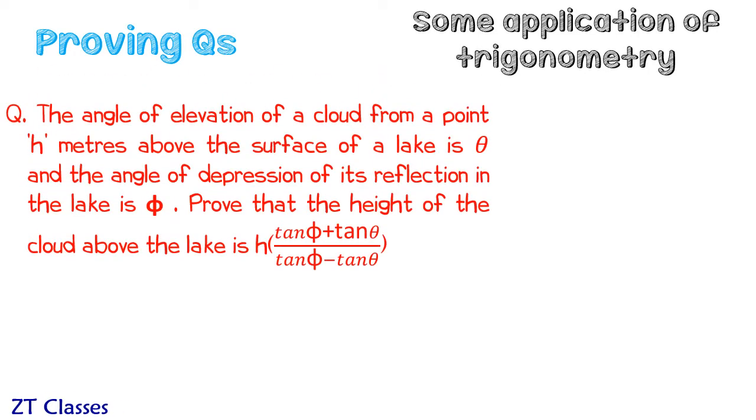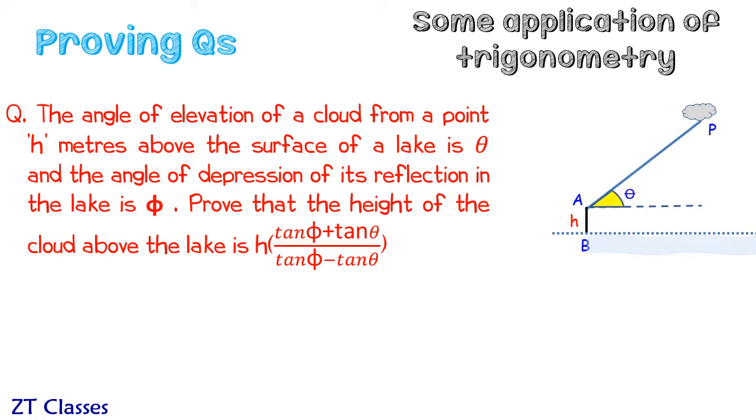Let's see the question. The angle of elevation of a cloud from a point h meters above the surface of a lake is theta. So we have a lake and a cloud, and its angle of elevation is measured h meters above the surface. Let's say AB is the height h meters, and from point A the angle of elevation is measured. From point A we'll first draw the line of sight, and then the angle of elevation that's given as theta.